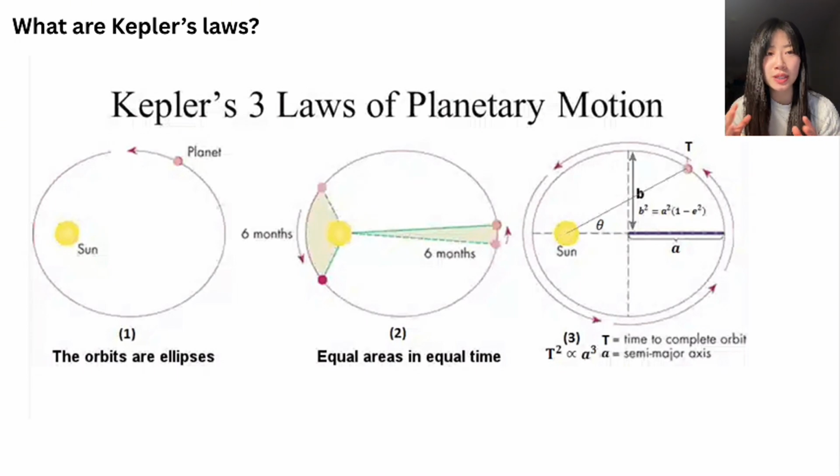Kepler's third law shows a mathematical relationship. The square of the planet's orbital period is proportional to the cube of the semi-major axis of its orbit. This means that planets further from the sun take much longer to complete one orbit.